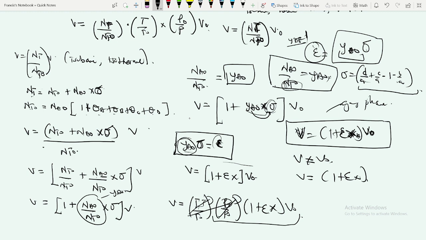But for liquid phase reactions, V is equal to V naught. So that will be all for now. Our next video will be solving more questions on batch reactors.